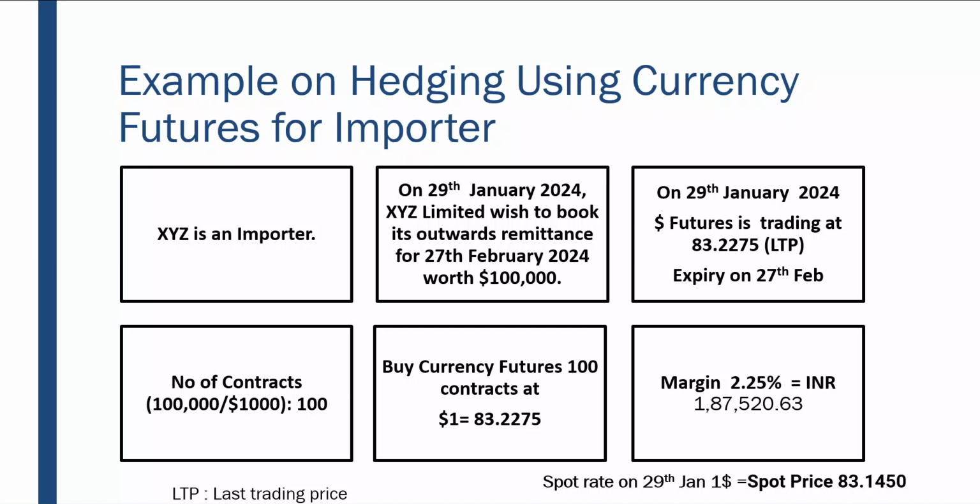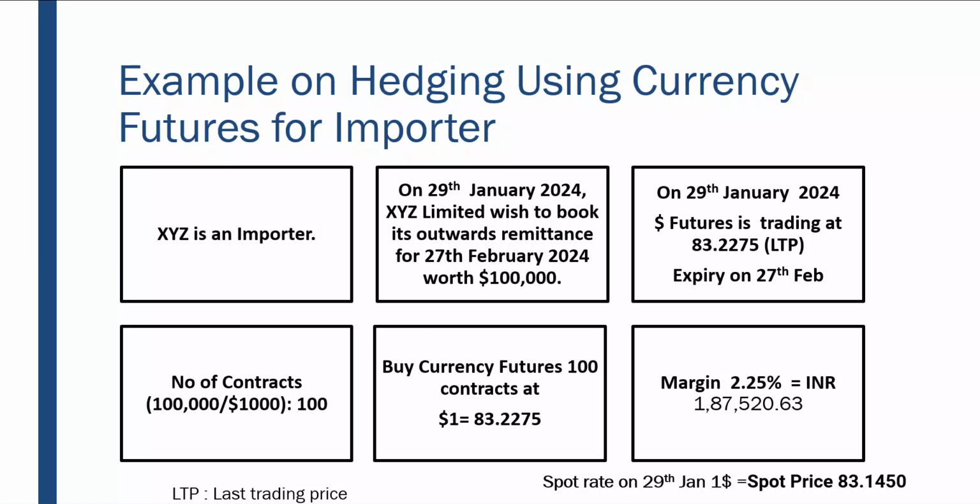On 29th of January, you can do it on any day. You can do it today. In this example, on 29th January, I have to make a payment on 27th of February. So I sat on my computer, opened up my national stock terminal, and I wanted to book a contract. I booked. I paid 1,87,520. So that means, listen to me very carefully, I have entered into a contract with someone to buy dollars. I am a buyer, the other guy is a seller. So when the buyer and seller come together, the transaction gets completed.